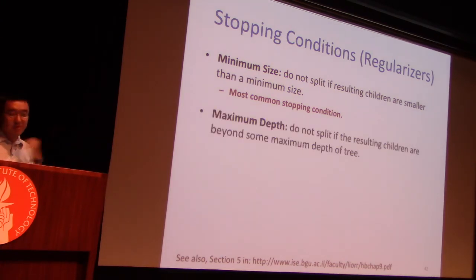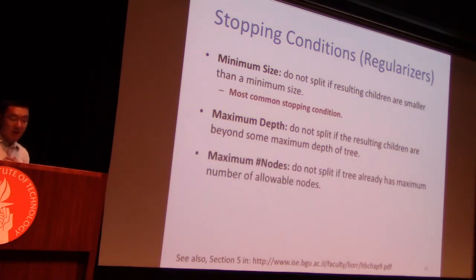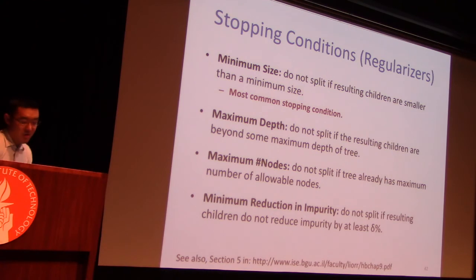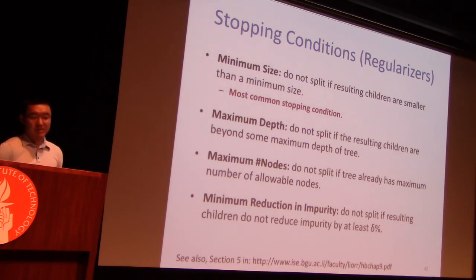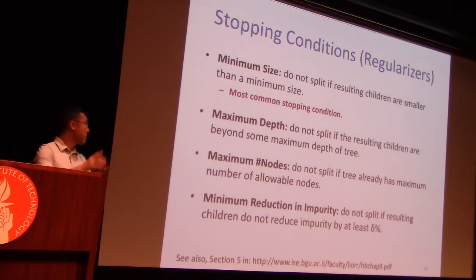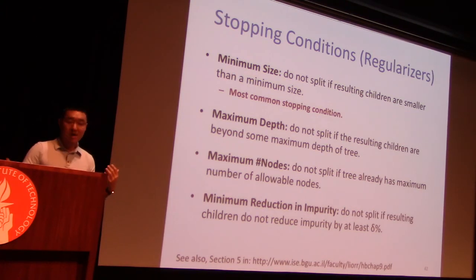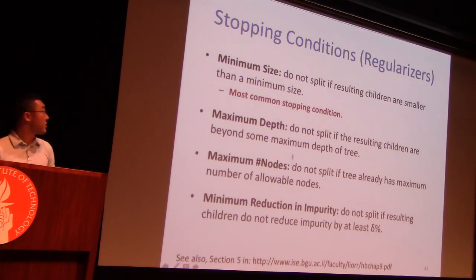Some maximum depth: don't split if the resulting children are beyond some maximum depth of the tree. Maximum number of nodes: do not split if the tree already has some maximum number of allowable nodes. Minimum reduction in impurity: do not split if the resulting children do not reduce the impurity by at least some fraction. So even though, as someone asked in the front, we've already pre-computed the possible splits of all the leaf nodes, these are reasons why we may not commit to such a split, even though we've already done the computation.